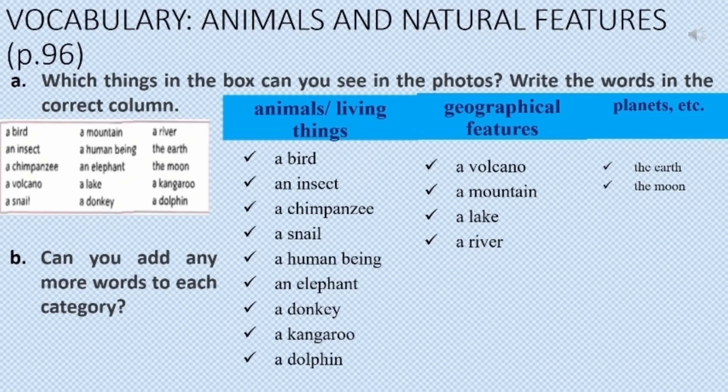Now can you think of any more words for each category? For example, more animals, maybe a lion, a snake, a whale. What about geographical features? A desert, an island, a forest, and other planets or space objects: the Sun, Mars, Venus. Excellent! So, now you've learned how to group vocabulary related to animals and nature. Keep these categories in mind. They'll help you remember words more easily.